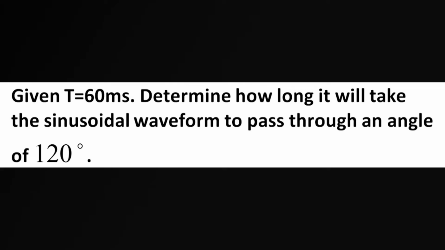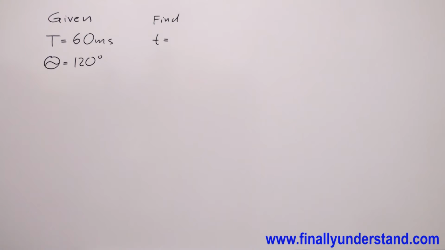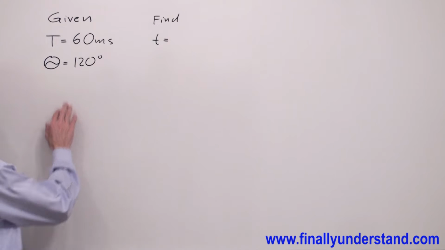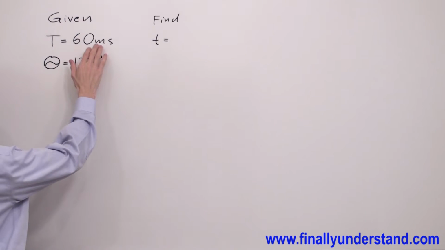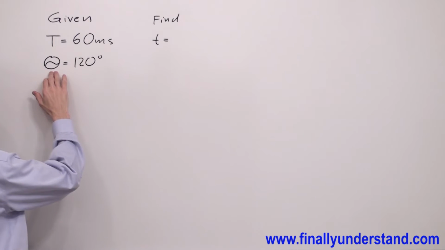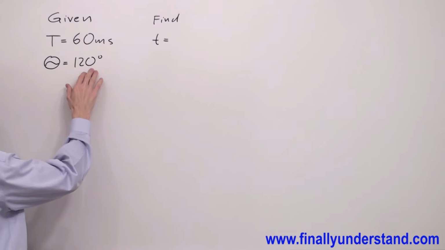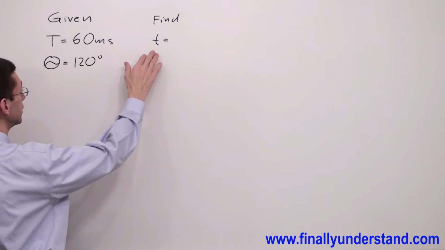Given period 60 milliseconds, determine how long it will take the sinusoidal waveform to pass through an angle of 120 degrees. First, we have to write everything that is given. Period is equal to 60 milliseconds. Theta is equal to 120 degrees. We're supposed to find the time.